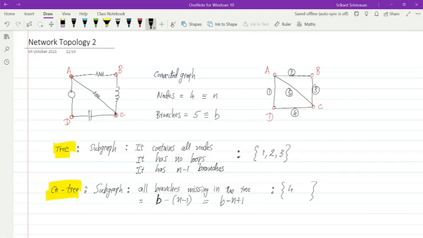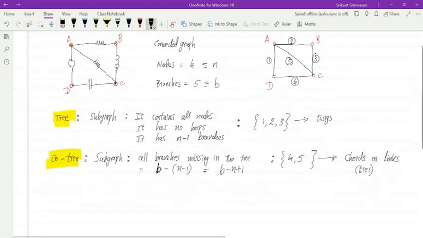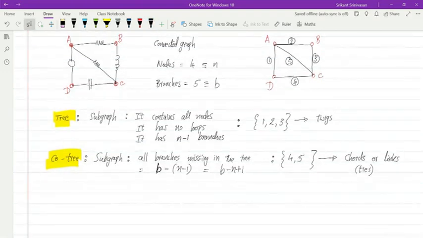4, 5. Okay. There is a specific terminology for this. This is called chords or links, because as you may read in different textbooks or online in different places, sometimes these are also called ties. Okay. Chords or links. And these are called twigs. Some people just call them branches of the tree, but just keep these terminologies in mind. And then you have chords or the links.